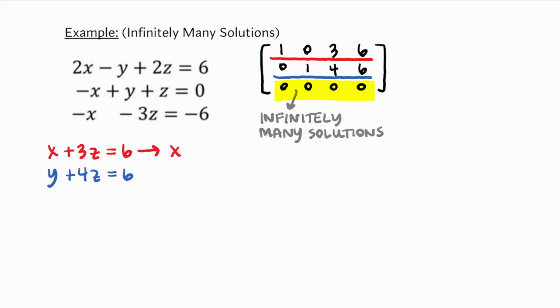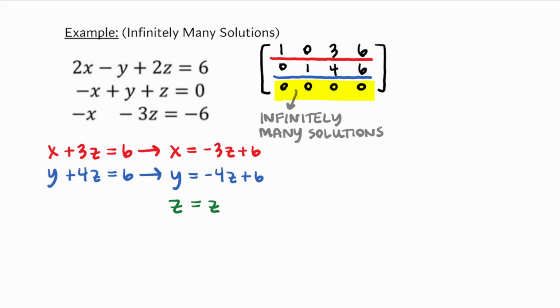So I'm going to subtract 3z from both sides, so I'd have x equals negative 3z plus 6. And then with y, I'd subtract the 4z from both sides, and I'd have y equals negative 4z plus 6. And then z is just going to be whatever it wants. It's an independent variable. It's a free variable, like I was saying we'd see in the line in space.